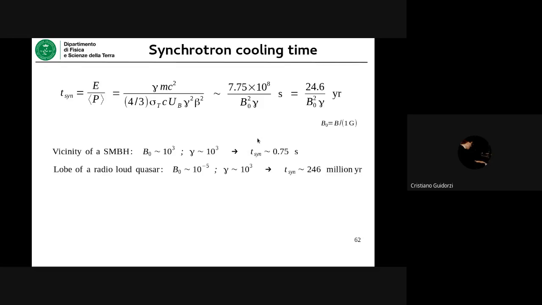Another example: if you take radio-loud quasars, so quasars which are very bright in the radio band, again these are typical values. In this case, the magnetic field is much weaker, 10 to the minus 5 Gauss, with the same comparable Lorentz factor as before. And you see that the cooling time is completely different, also because of the square dependence on the magnetic field. So in this case, it is of the order of a few 100 million years.